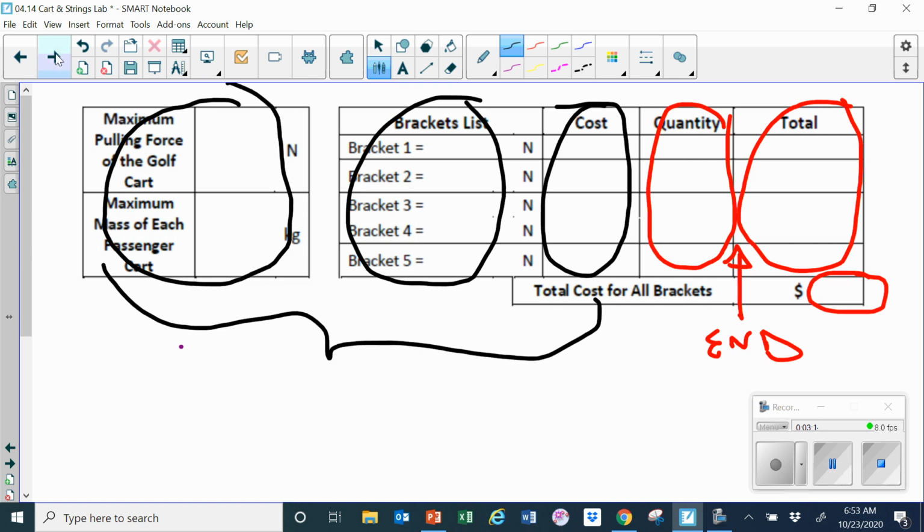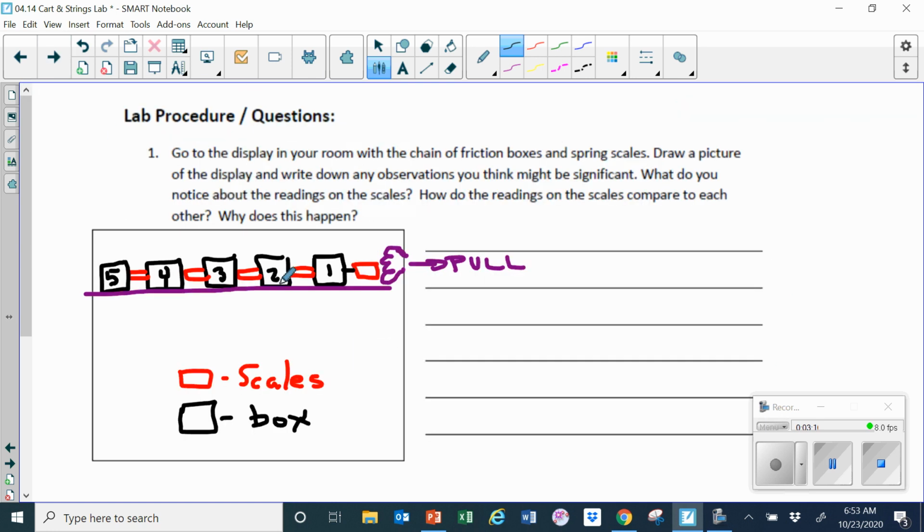Okay. So let's talk about how this works and try to explain it before you get into the lab. Because we're virtual, we don't have this, but if we did, we could have a display in the room with a chain of friction boxes, and it would have little spring scales between them. Spring scales are those little weight scales that you can hang a weight on, and they expand or contract and give you the weight.